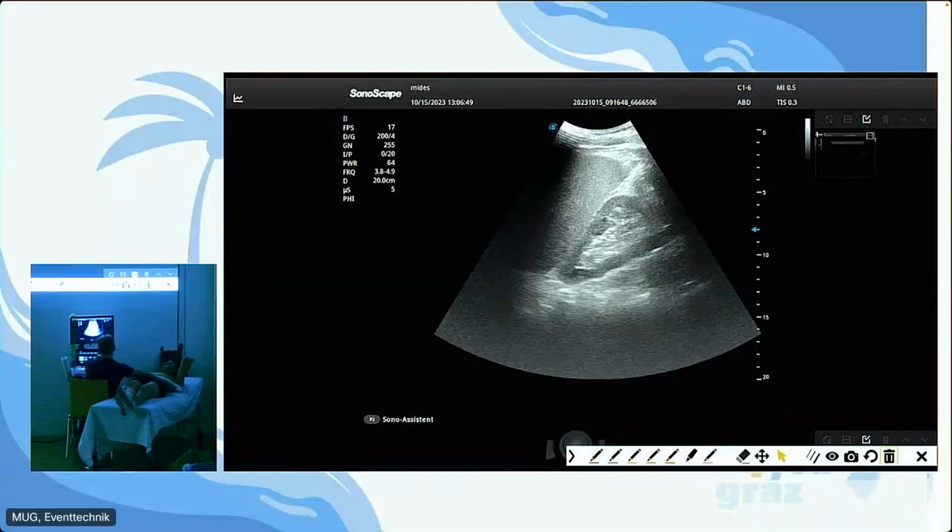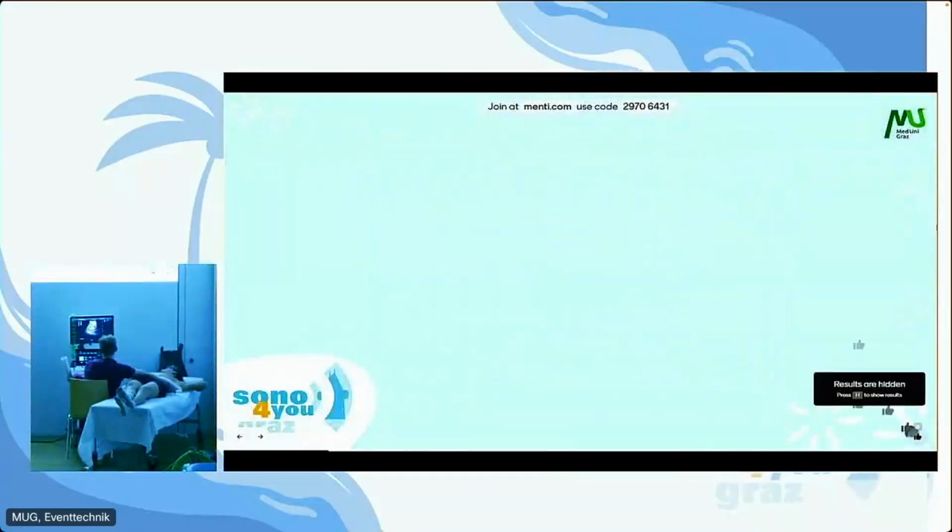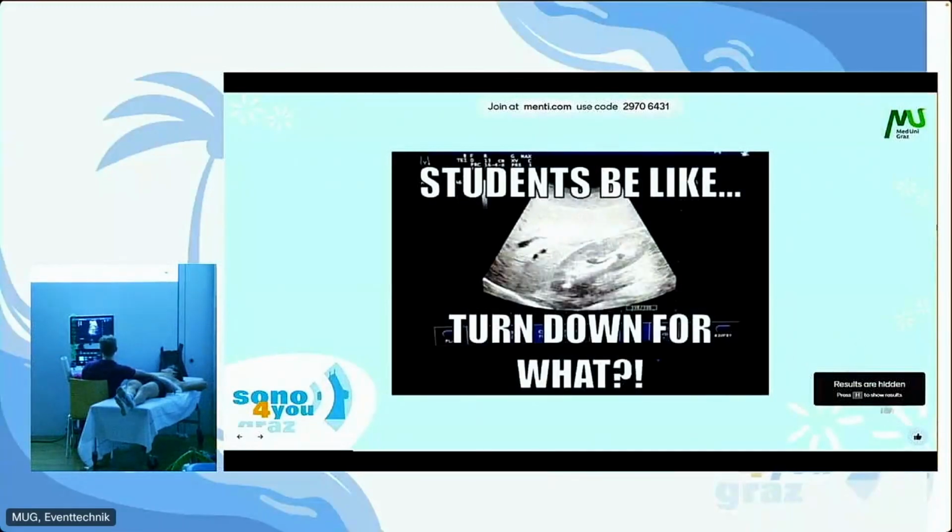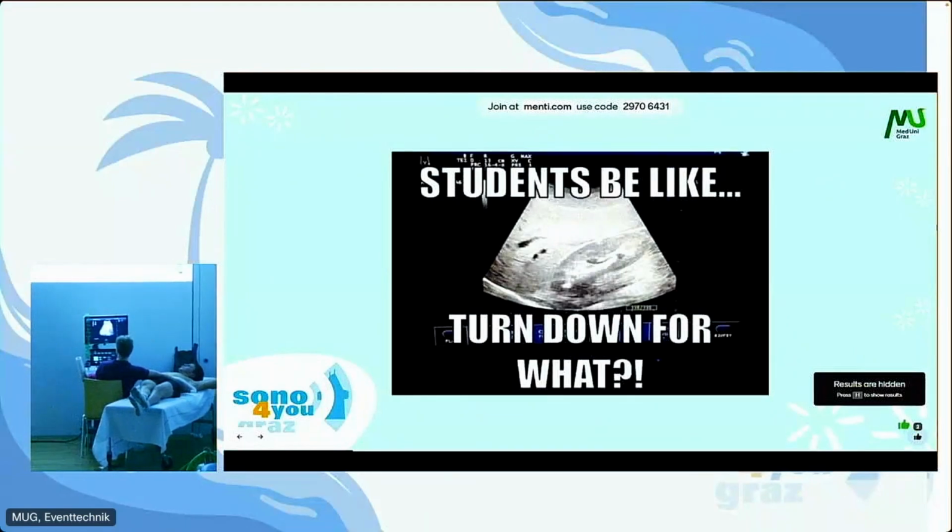And the gain was also a little bit too high. We want to see clearly the structure of the organs that we're interested in. Why is the gain so important? Because if you oversaturate your image, you're not getting enough contrast.